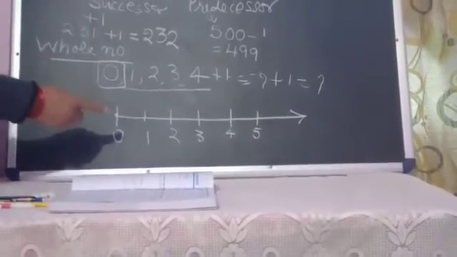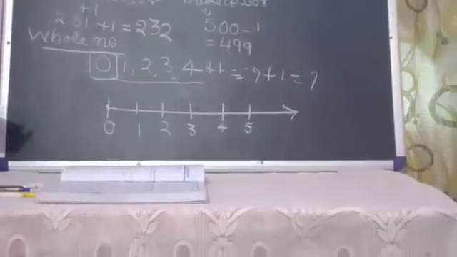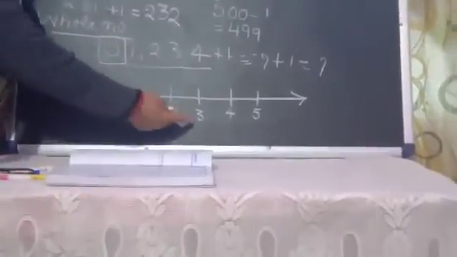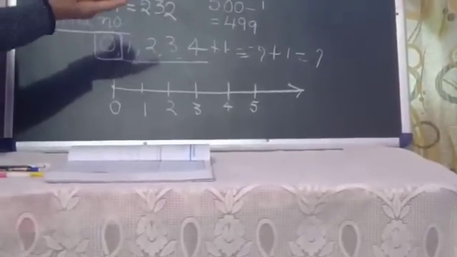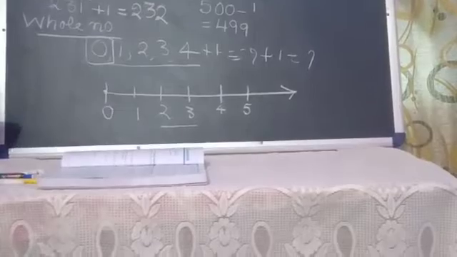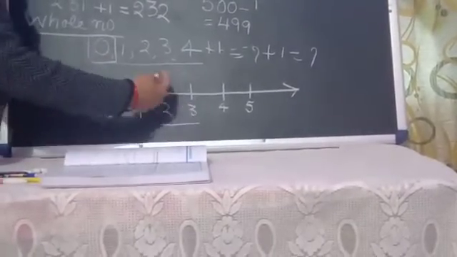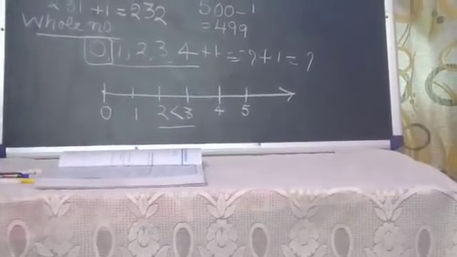Now, the numbers which are on the left side in a number line. When we are representing the whole numbers on a number line, the numbers which are on the left side will be smaller than the number on the right side. For example, if I compare 3 and 2, 2 is to the left of 3 on the number line. So 2 is smaller than 3.